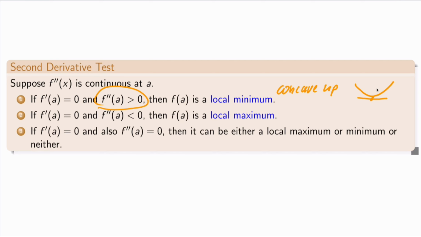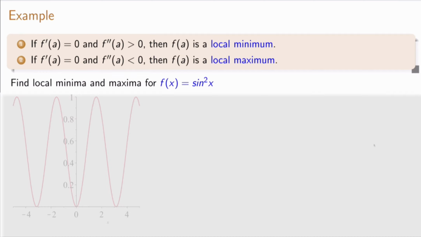In the other case, when f double prime is less than 0, we have the sad face situation. The point where we have a horizontal tangent is a local maximum. Finally, if f double prime is equal to 0, then we can actually not say anything. It can be a maximum or minimum, but it could also be neither of those. So let's do an example.